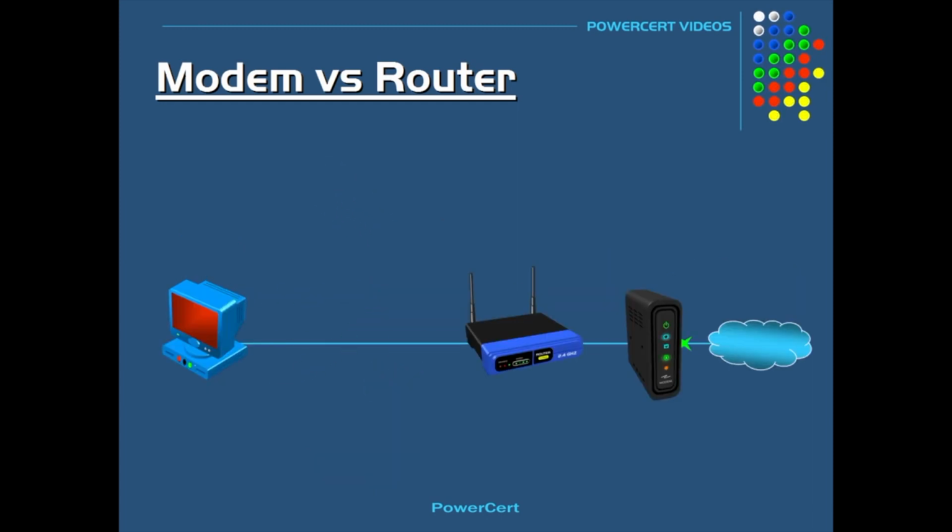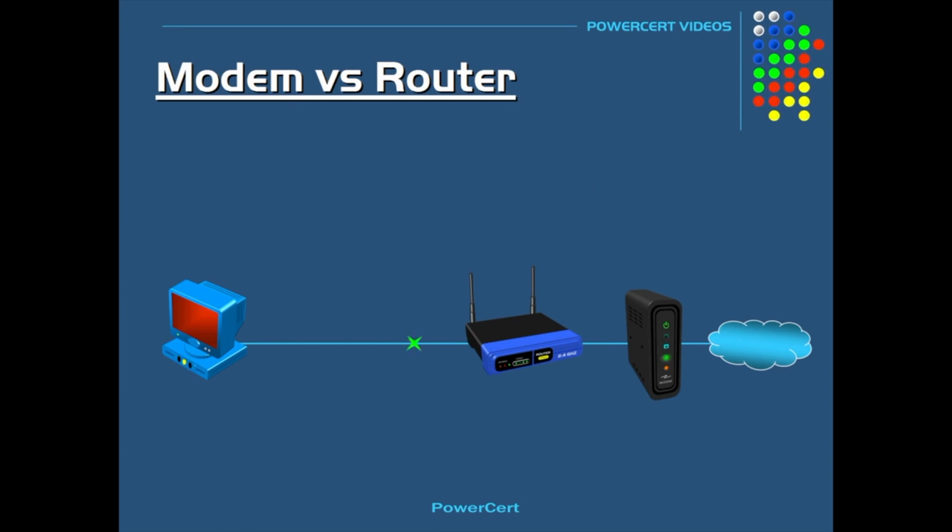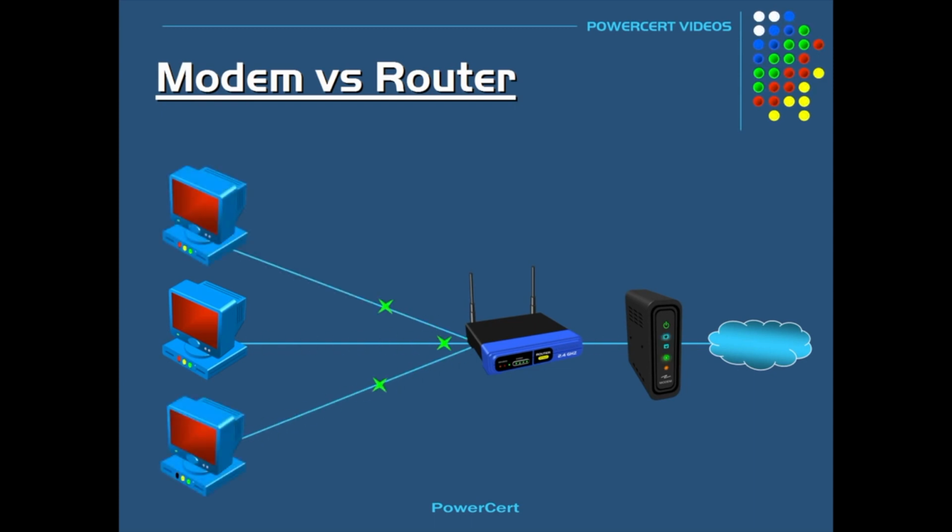Now, if you're wondering how hubs and switches relate to routers and modems, especially if you saw my other video where I explained the differences between hubs, switches, and routers, well, keep in mind that most routers will have a built-in switch inside of them. So there's no need to have a switch if you already have a router that has a switch built into it. So for example, a router like this may have a 4-port integrated switch so that you can connect 4 Ethernet cables for your wired devices.